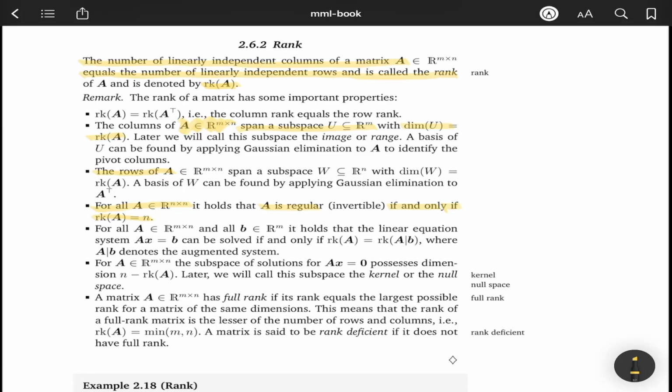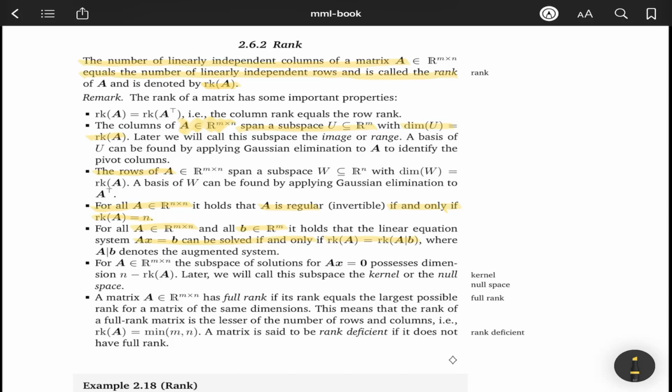Okay, next one. For A in Mn, for all vectors in Rm, like all vectors which are in the shape of the column, it holds that the linear equation Ax equals b can be solved if and only if the rank of A equals the rank of (A|b), where (A|b) denotes the augmented system. Okay, we can basically use the rank to find out if the linear equation can be solved.